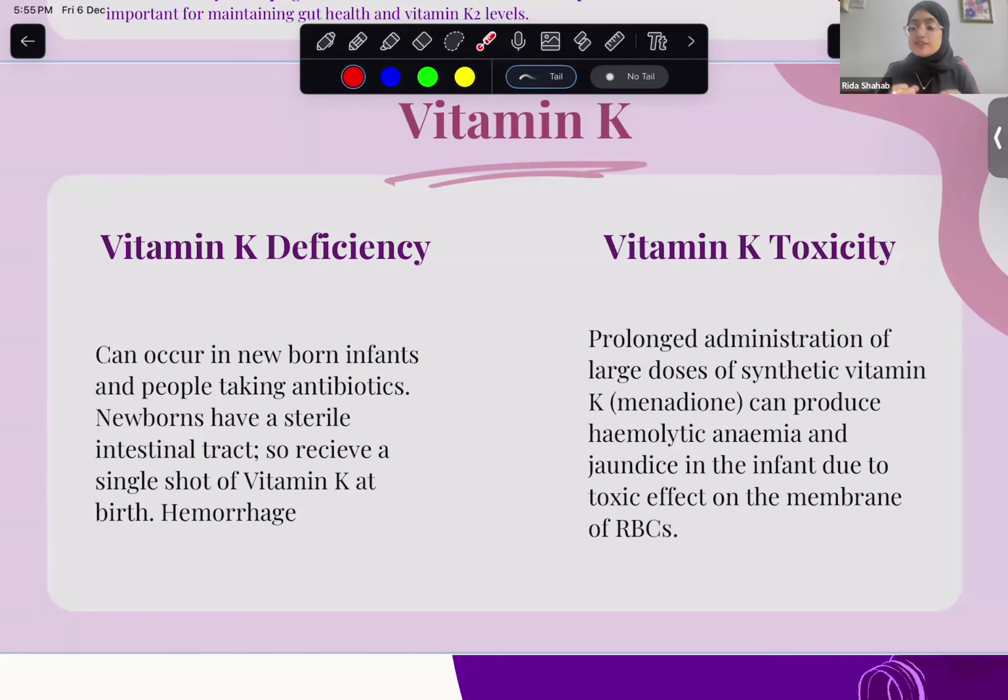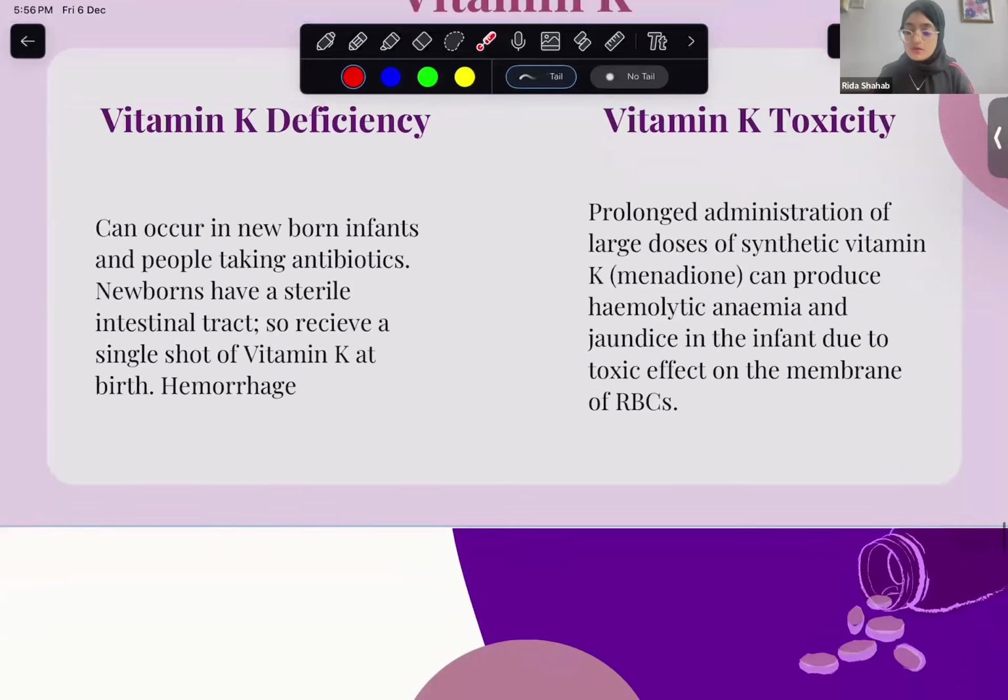Newborns have a sterile intestinal tract, so you need to give them a single shot of vitamin K at birth, okay? For vitamin K toxicity, if you give them prolonged administration of large doses of synthetic vitamin K, like menadione, it can produce hemolytic anemia and jaundice in the infant due to the toxic effect on the membrane of RBCs. Just read through it. You guys don't need to know it over the top because it was not covered in your lecture, but it's here for the sake of completion.